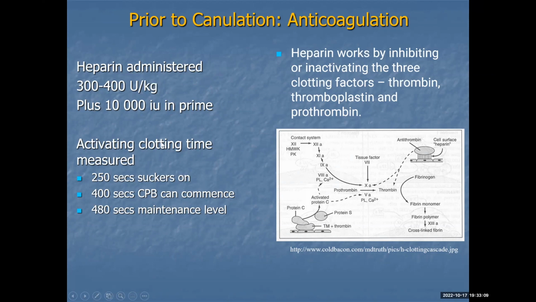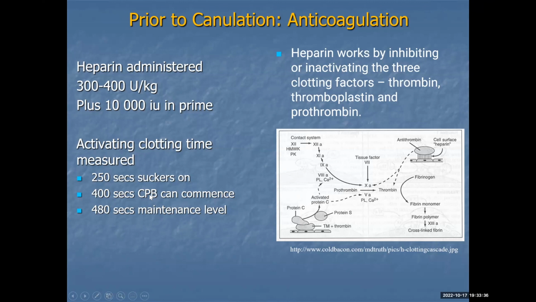If you're actually in theatre sat next to me, the things you would hear is, can we have the suckers on? Those suckers I mentioned are going to mop up the blood from the surgical field. Well, we can turn them on at 250 seconds because we know there's only going to be a small amount of blood sitting in our reservoir. You remember the reservoir that has some heparin in it. However, we won't go on bypass till the ACT reaches 400 seconds.